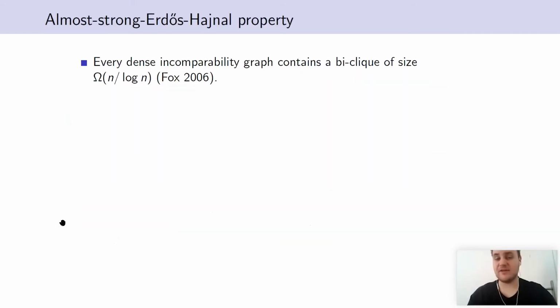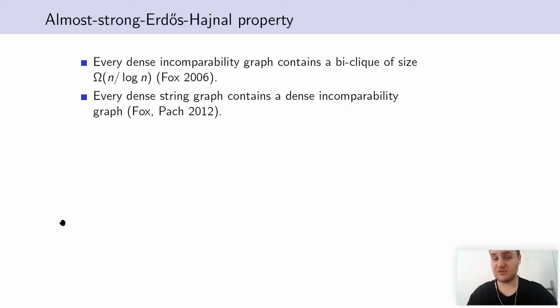For incomparability graphs, Fox proved the converse of this statement. He proved that in every dense incomparability graph, one can find a bi-clique of size n over log n. Here I say that an incomparability graph is dense if it contains some constant times n squared edges. So any such incomparability graph contains an almost linear sized bi-clique.